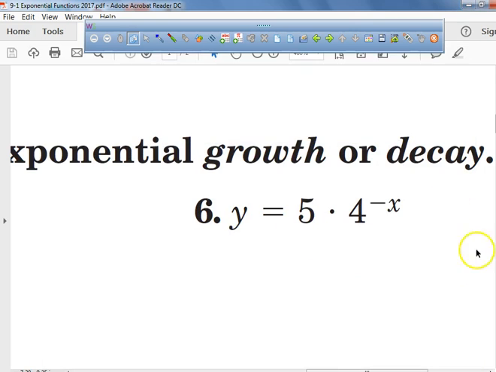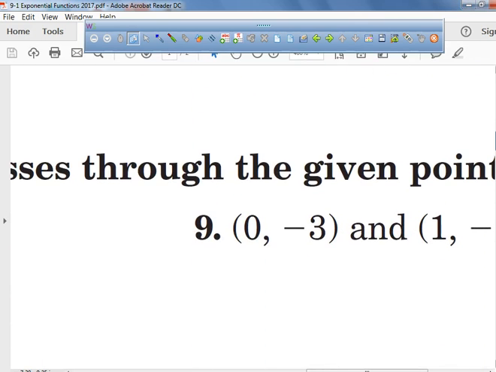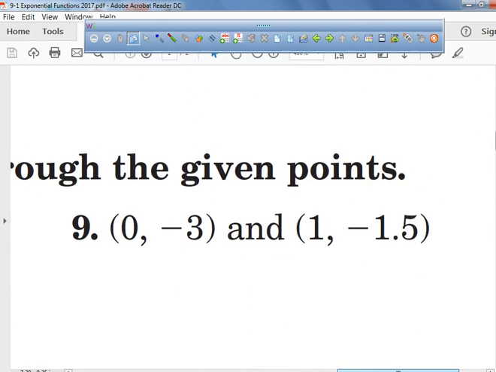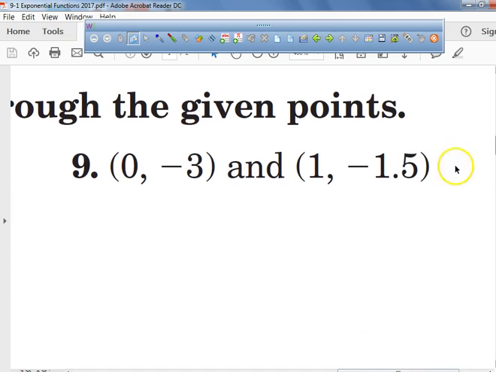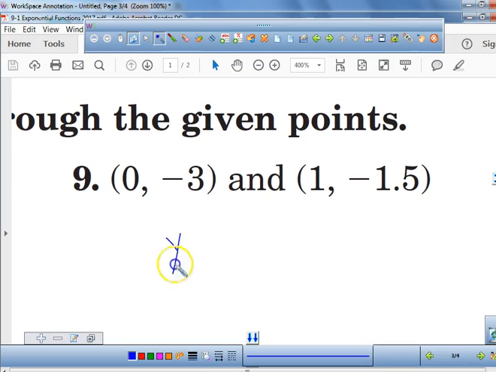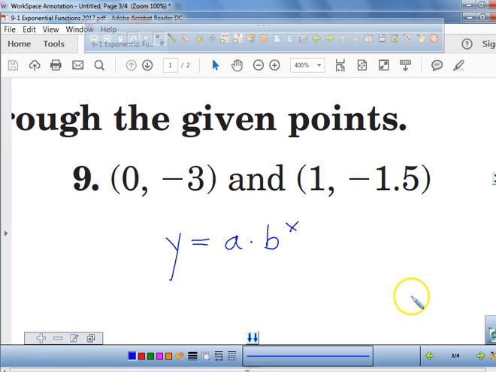The last thing we're going to do today is show you how to build an equation. We're going to put problem number 9 in your journal. So go ahead and put problem number 9 in your journal. And when you start this problem, write y equals a times b to the power of x. All right, what we're going to do right now is take these two ordered pairs and find the exponential function that goes with these two ordered pairs.